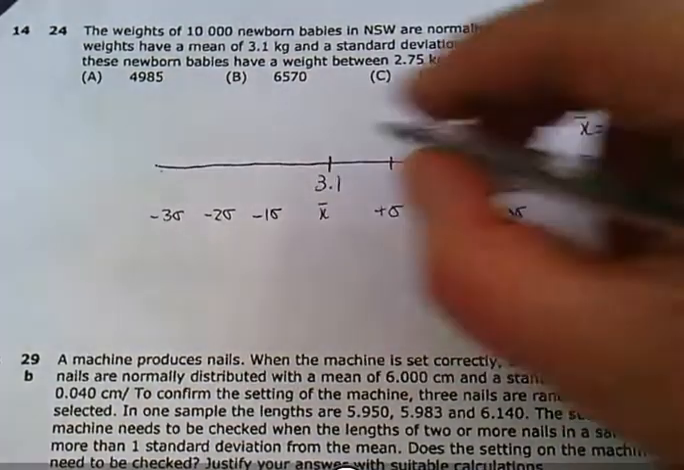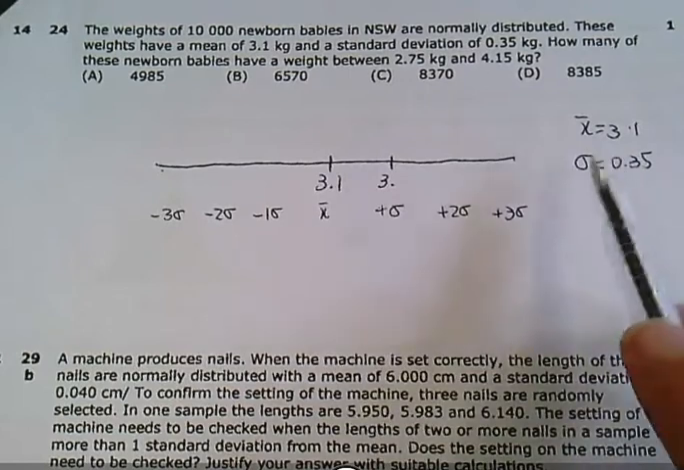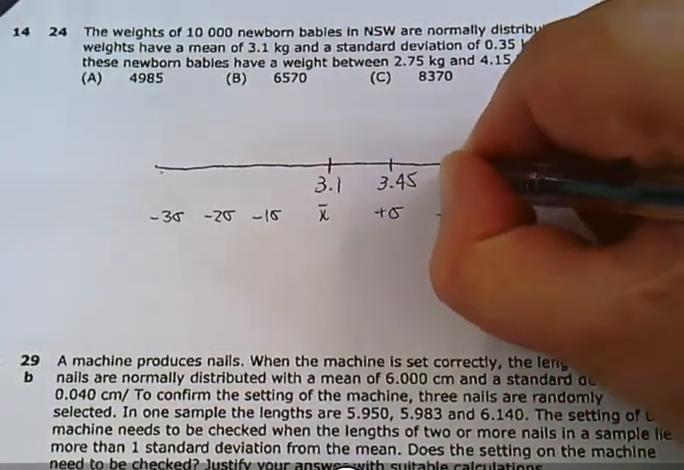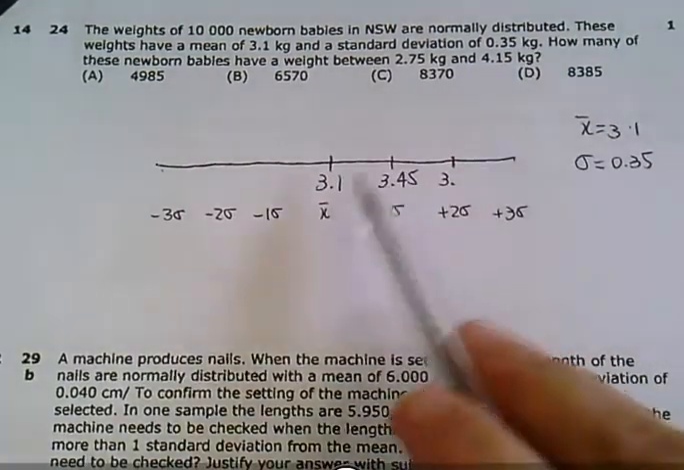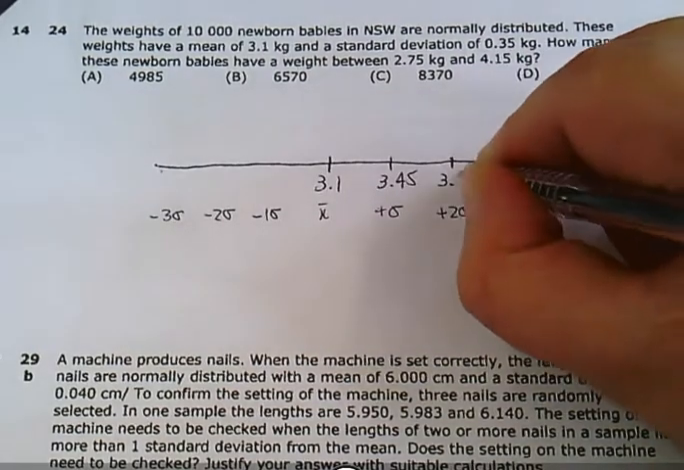What do I write here for the first one? 3 point what? What do you add? You add 0.35, so you get 3.45. You need to add 0.35 to that. So just get your calculator, go plus 0.35, get an answer. Plus 0.35 again. What have you got? 3.8, isn't it?